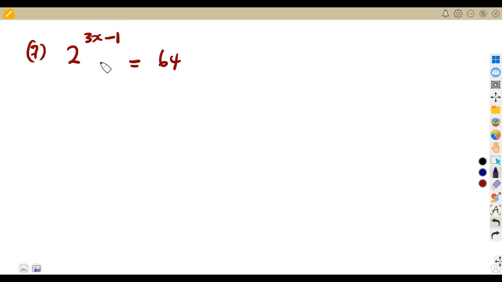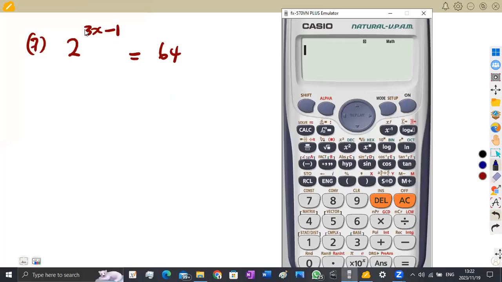Already we've got a clue because 2 is a prime number, so it is in simplest form. What you're going to do is write this 64 as 2 raised to a certain exponent. If you know it by heart, 2 to the exponent of 6 gives us 64. That's an advantage, but if you do not know that, do not hesitate to use your calculator. My simplest number is 2, so I test 2 to the exponent of 3, 4, 5, and so on.